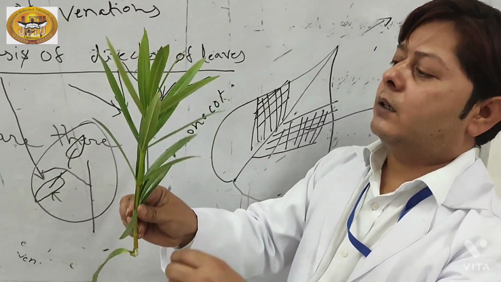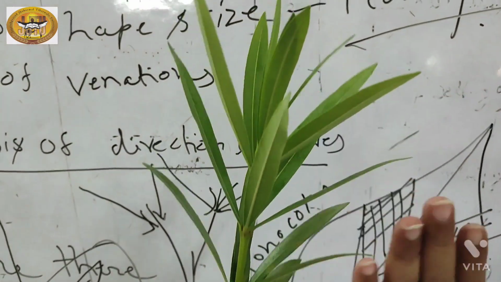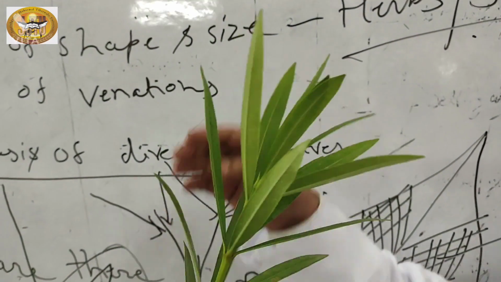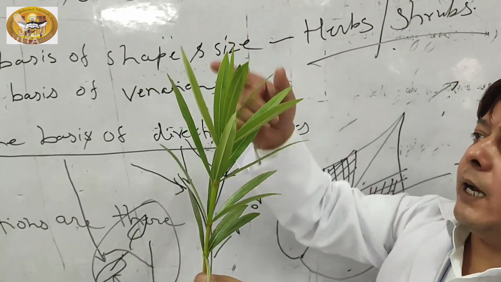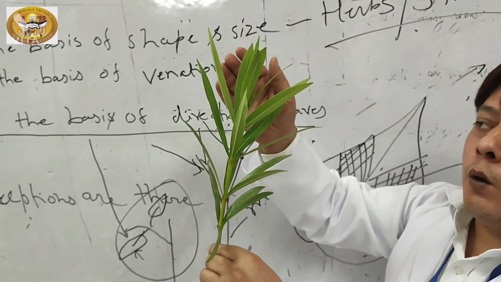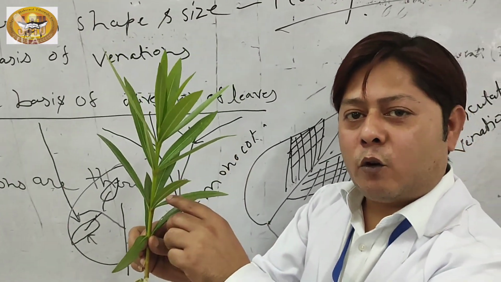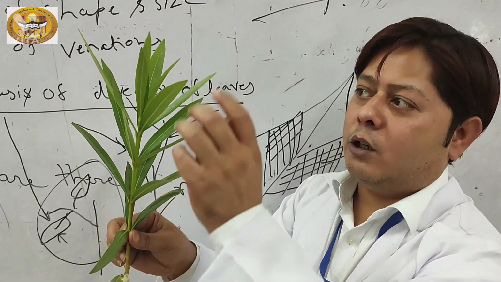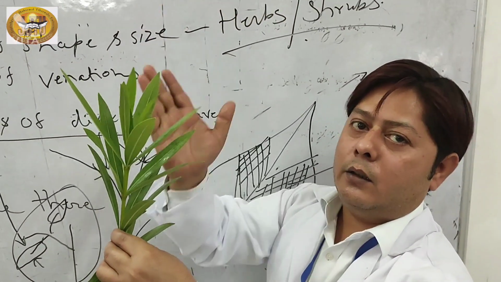You can see this plant, the leaf structure is like this. The sunlight will fall like this. That means from both sides the sunlight will fall. So which class will it go to? Definitely it will be a monocot plant, because the sunlight direction will be from both sides of the leaf.